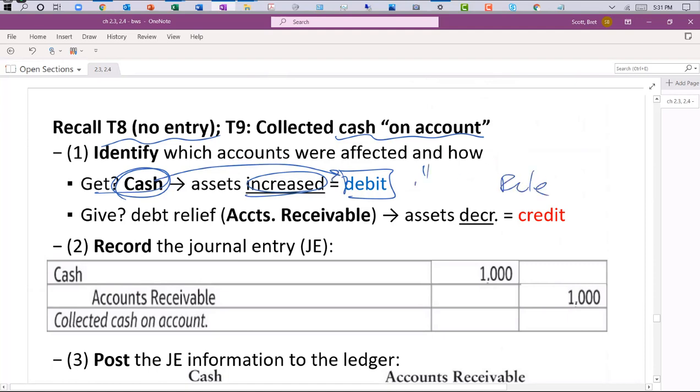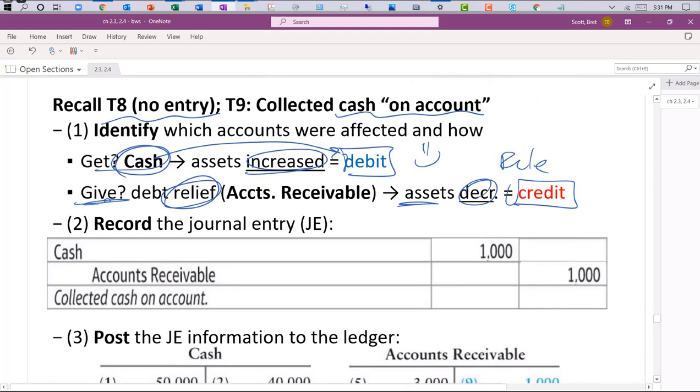What did I give in this case? Well, you don't get money for nothing. I had to give debt relief to my customers who paid me what they owed me. So in this case, the asset accounts receivable is decreasing. Therefore, I need a credit. The whole purpose of accounts receivable is just to be reminded of who owes us money. We don't want to keep an accounts receivable balance forever. We want to convert accounts receivable eventually into cash.